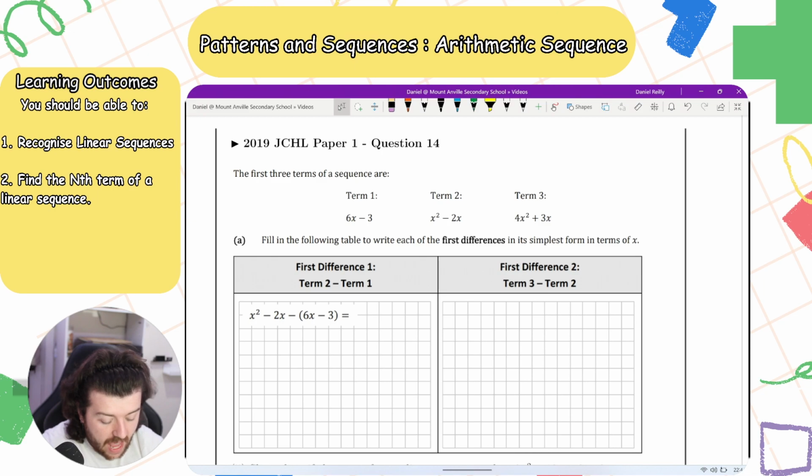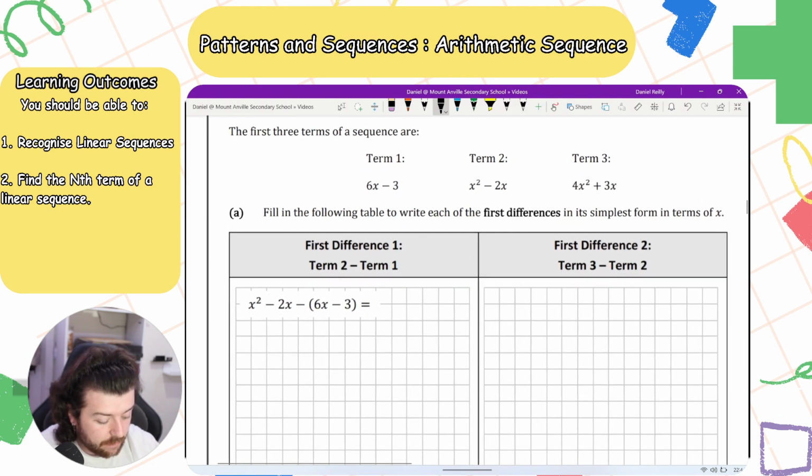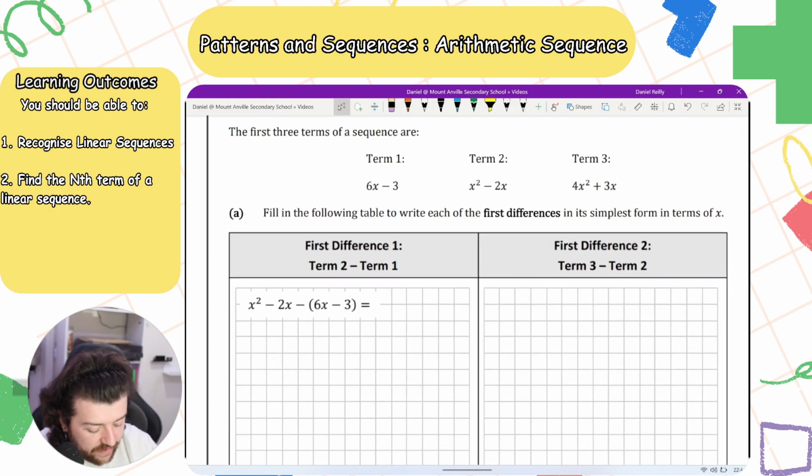And then finally, this last question here, 2019 paper 1 question 14. This is from the Junior Cert higher level paper. So the first three terms of sequences are as follows. Fill in the following table to write each of the first differences in its simplest form in terms of x.